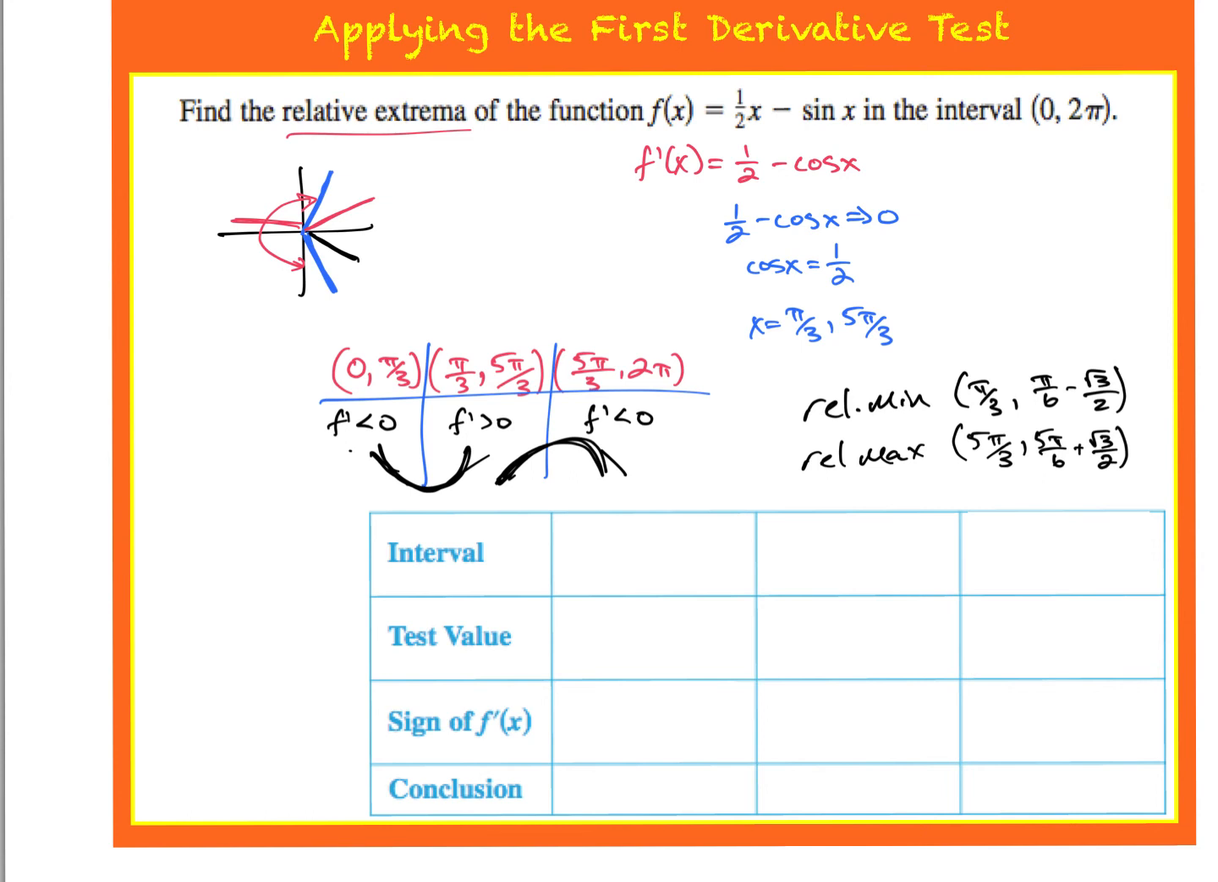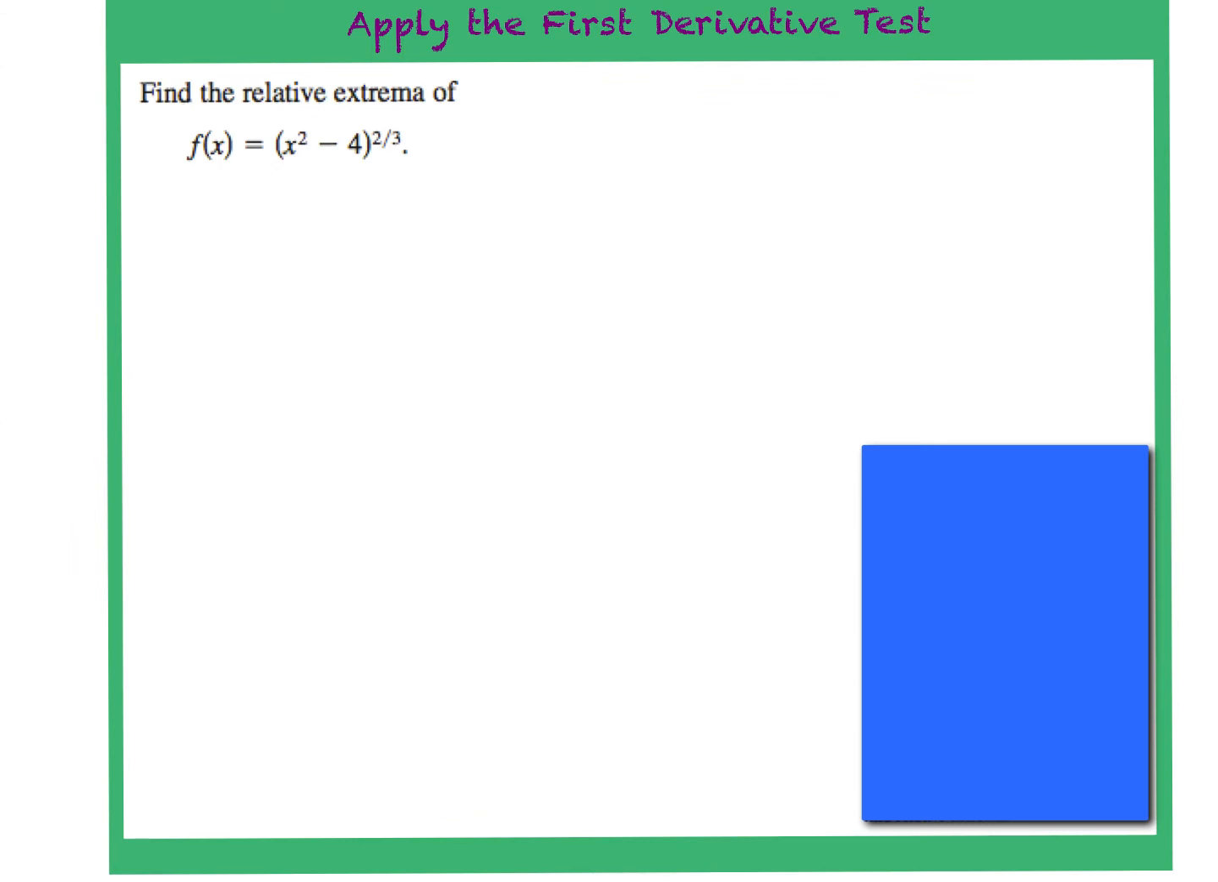All right. What makes a relative min? F prime changes from negative to positive. What makes a relative max? F prime changes from positive to negative. All right. Let's do it again. So we're going to find relative extrema. So I have this function x squared minus 4 raised to the 2/3 power.